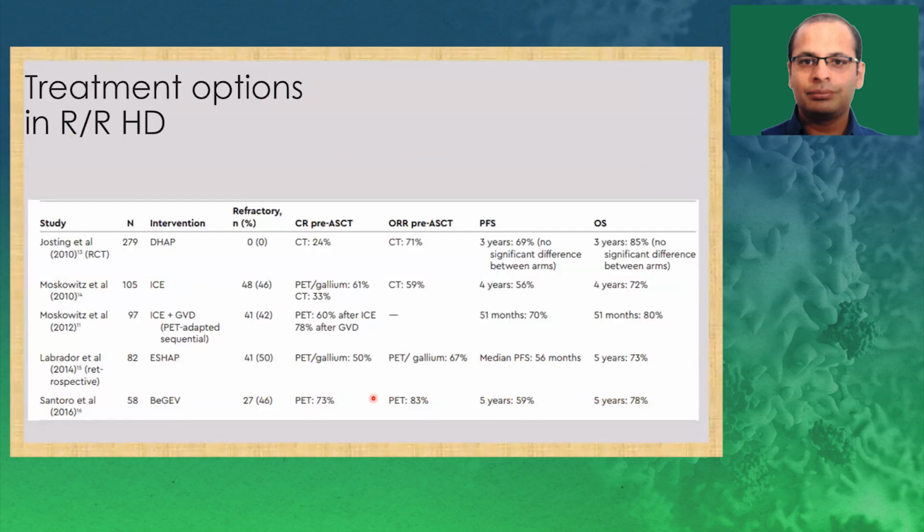What is the evidence? So we have various regimens like DHAP, ICE, GVD, ESHAP. All of these regimens are leading to a pre-transplant overall response rate of around 60 to 80% and 3-year PFS of around 50 to 80% in these cases, like 3-year PFS around 70% with DHAP, 70% with ICE and GVD. Overall survivals are good.